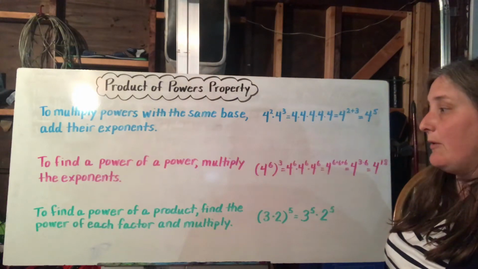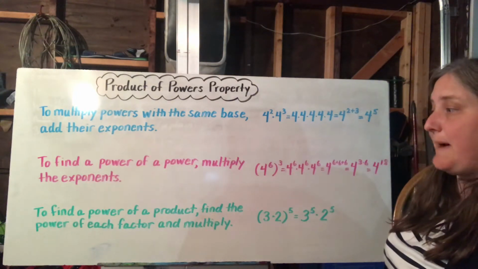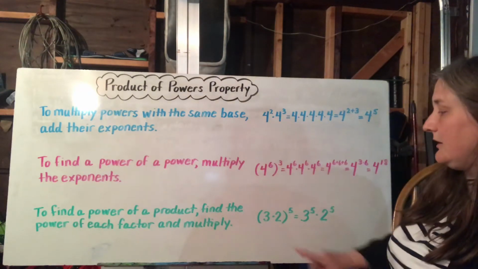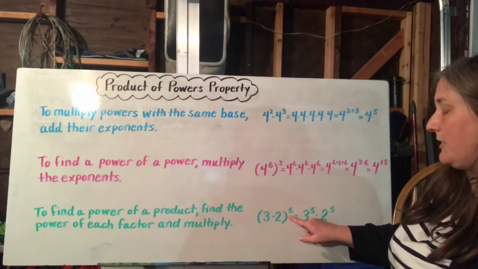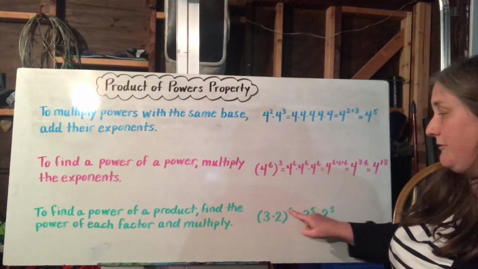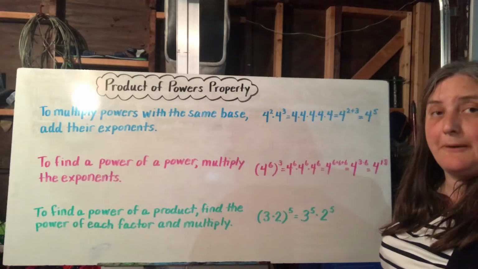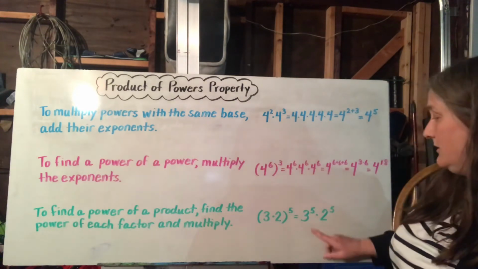To find a power of a product, find the power of each factor and then multiply them. So if you're doing 3 times 2 to the fifth power, you can do 3 to the fifth power and 2 to the fifth power, solve both of those, and multiply your two products.